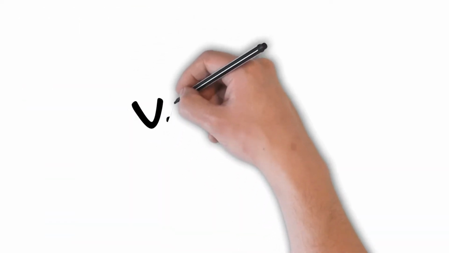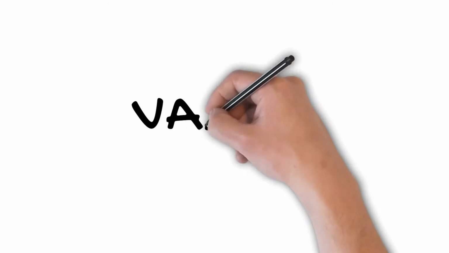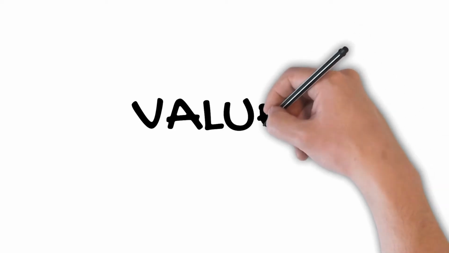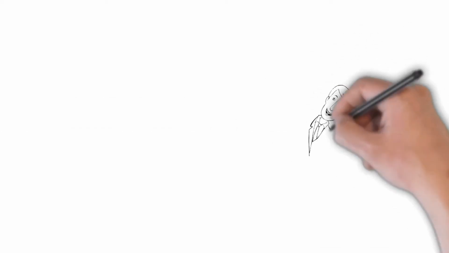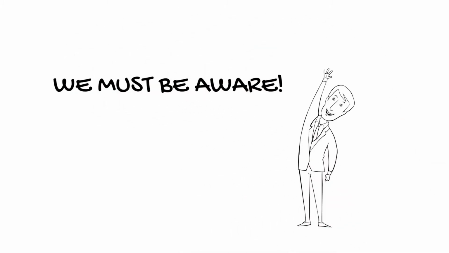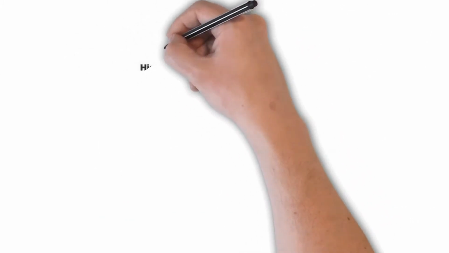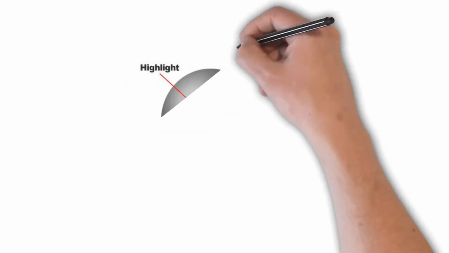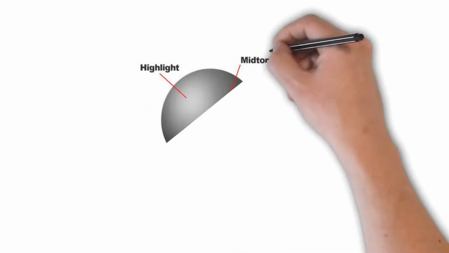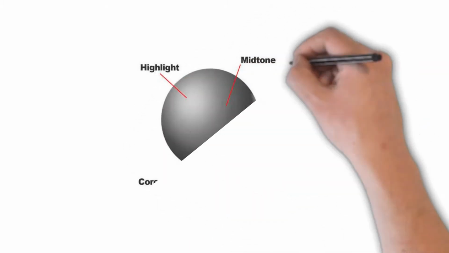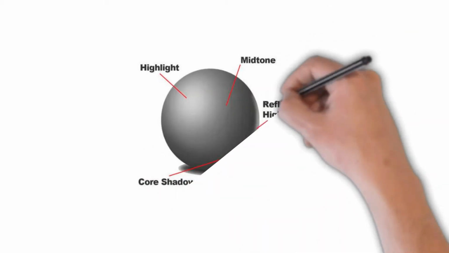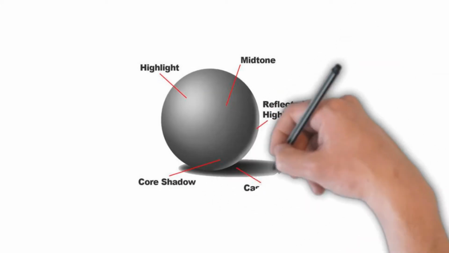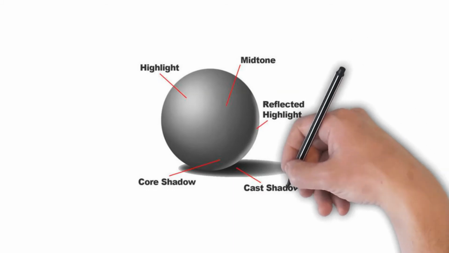Next is value. Value deals with the lightness or darkness of a color. We see objects because of how dark or light they are. There are factors that affect value, so we must be aware of that. Highlight. It is the area where light hits the object directly. Midtone is the middle value of the local color. Core shadow is the area that is shaded on the object. Cast shadow is the area that is shaded on the surrounding objects. Lastly is the reflected highlight. It is the area on the object that is lighter.